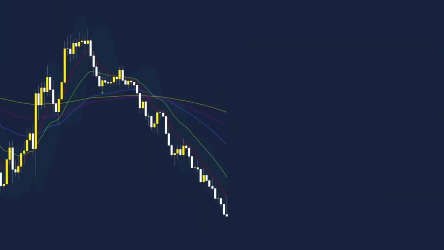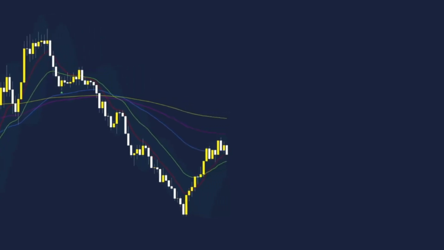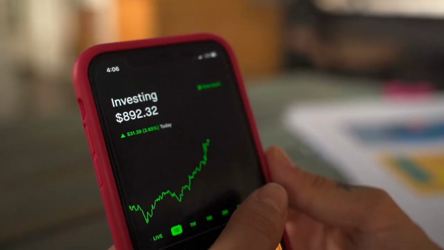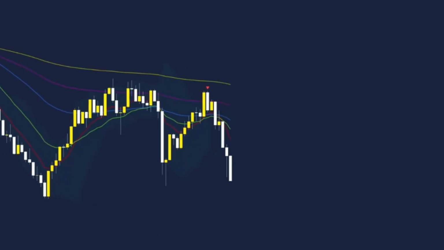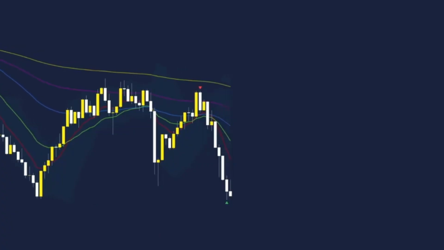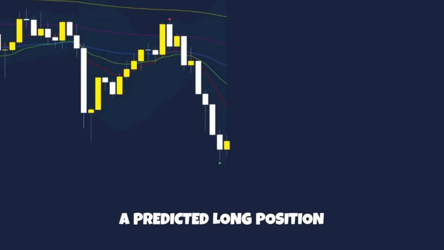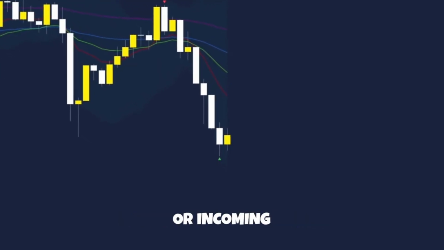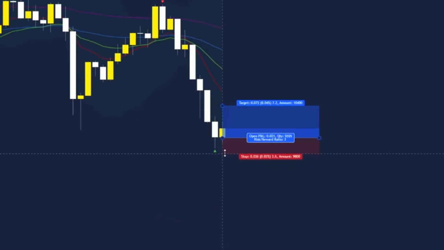For a buy trade, we want to see price break to the low side and all of the EMAs fan downward. Price should be the lowest thing on the chart, and for step 2 for this strategy, we want to see the Bollinger Band's extreme signal paint on the chart at the low. That's this green triangle here, and it represents a predicted long position or incoming buying momentum. Once the candle is closed and the extreme signal is locked in, we can enter the trade.